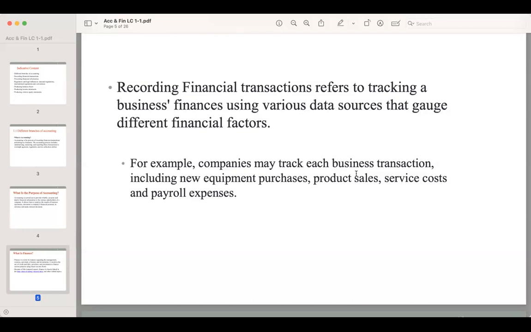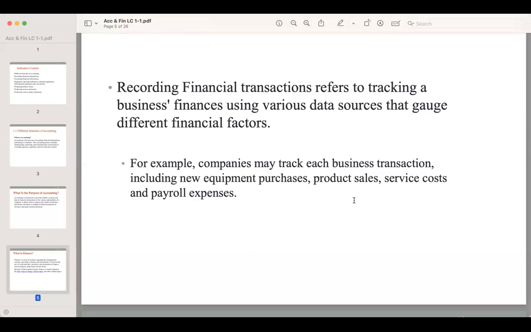Recording financial transactions is an essential part of the accounting process. It provides a detailed history of the company's financial activities, which serves as the foundation for preparing financial statements and reports. These records are also invaluable during audits and when complying with legal and regulatory requirements.